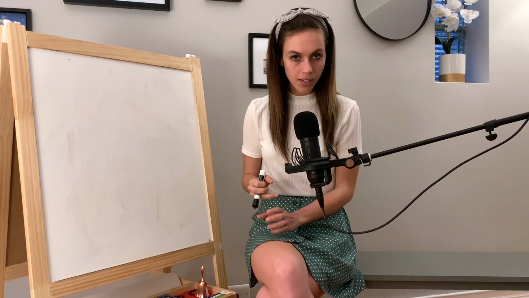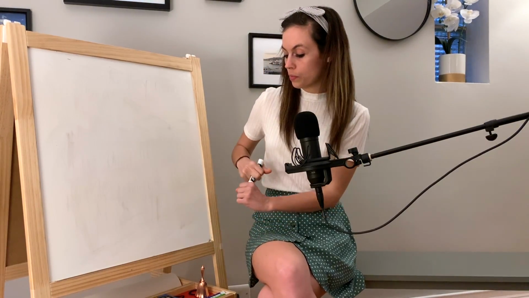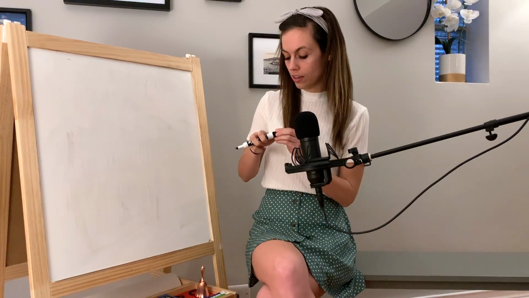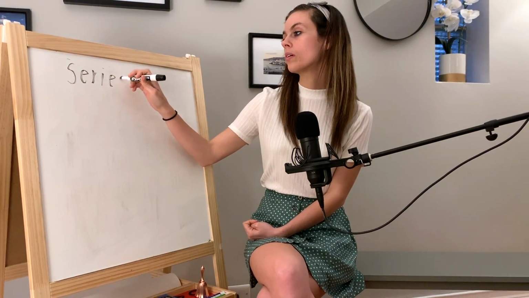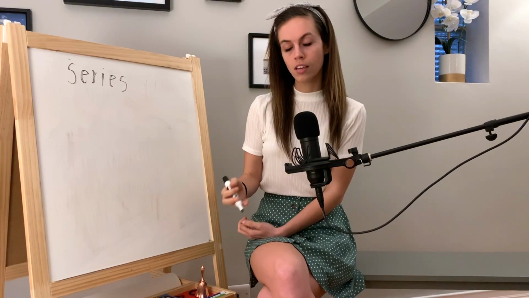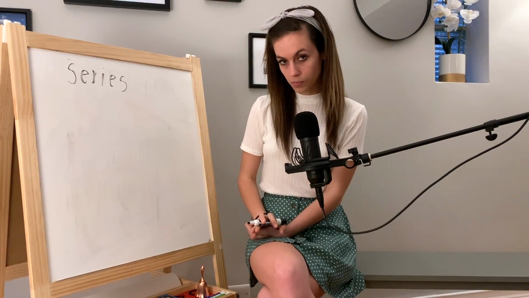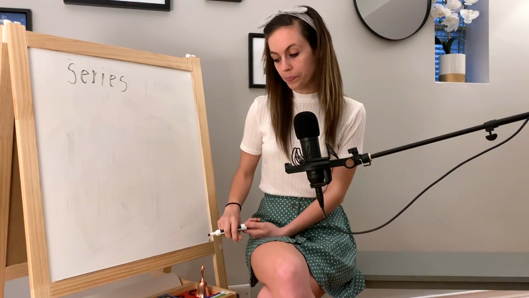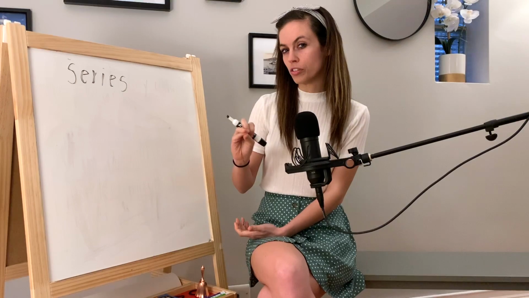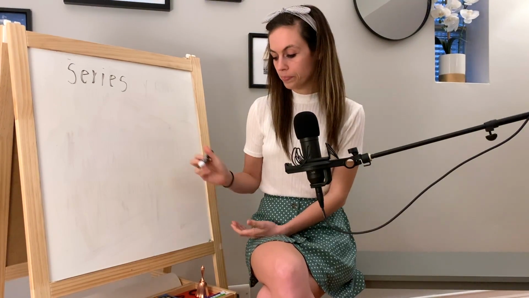Okay, so the next one. Another important use of commas is in a series. So when you're listing things, you're going to want to use commas to separate the things that you're listing. So anytime that you're listing 3 or more things, you need to use commas to show that you're listing. And I'll show you what that looks like, okay?